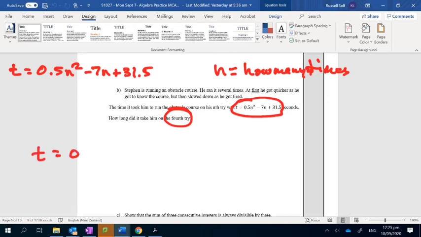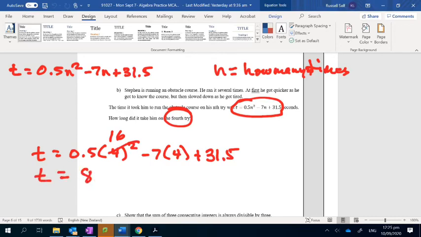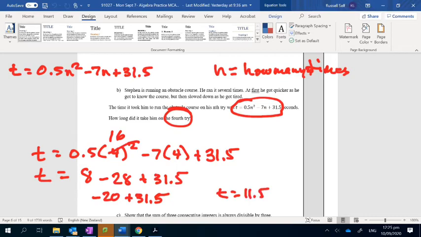So t equals 0.5 times 4 squared minus 7 times 4 plus 31.5. Simple substitution problem. 4 squared is 16. 0.5 is the same as 1/2. So what's half of 16? 8. Negative 7 times 4 is negative 28. Plus 31.5. So 8 minus 28 is negative 20, plus 31.5, which gives you t equals 11.5 seconds.